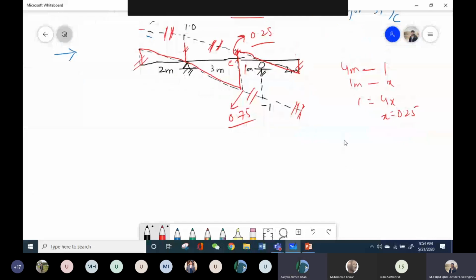So thank you, sir. Okay. So let us do it for the bending moment as well. Or I will use the black.